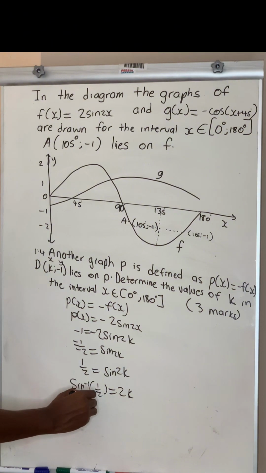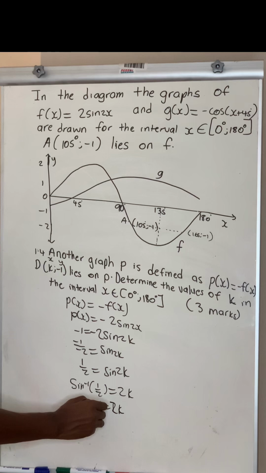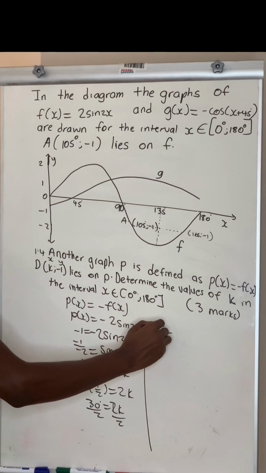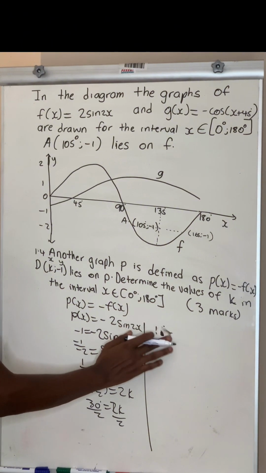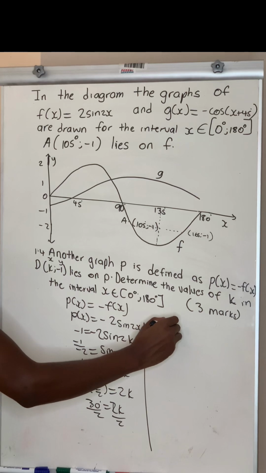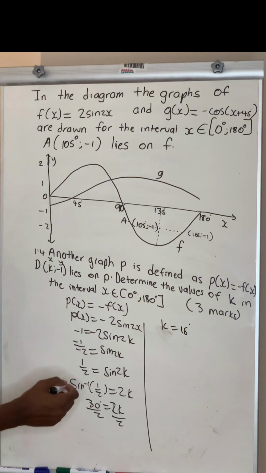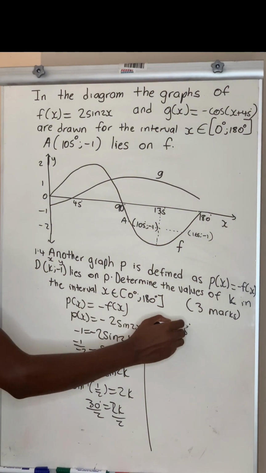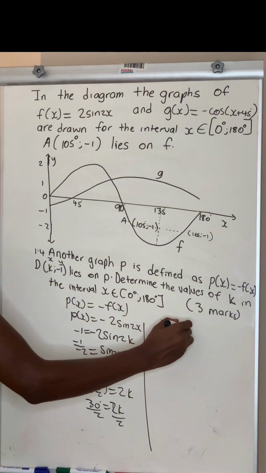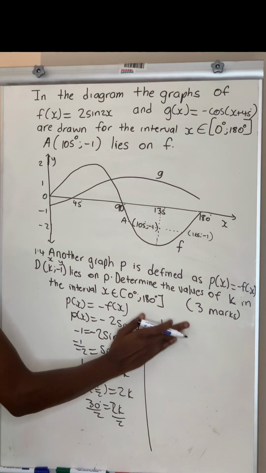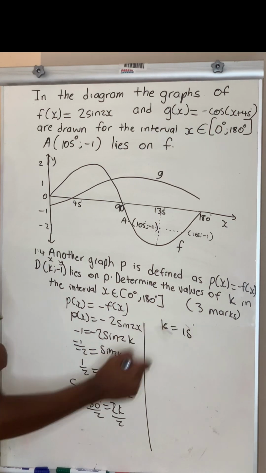You're supposed to get 30 degrees is equal to 2k, divided by 2. 15 degrees is equal to k. k is equal to 15 degrees. Now remember, we're looking for the values of k. So we've got one where k is equal to 15 degrees. Okay, let me write that properly, sorry. k is equal to 15 degrees.